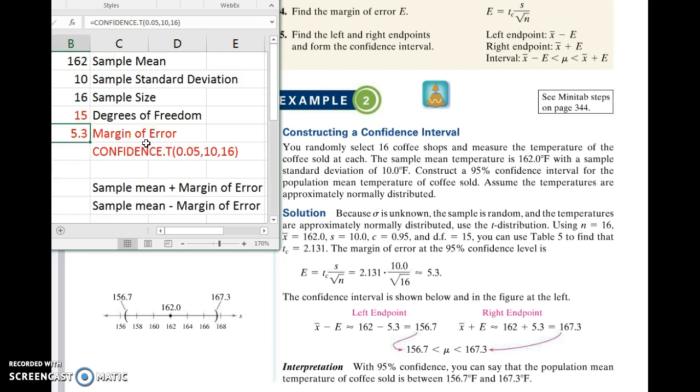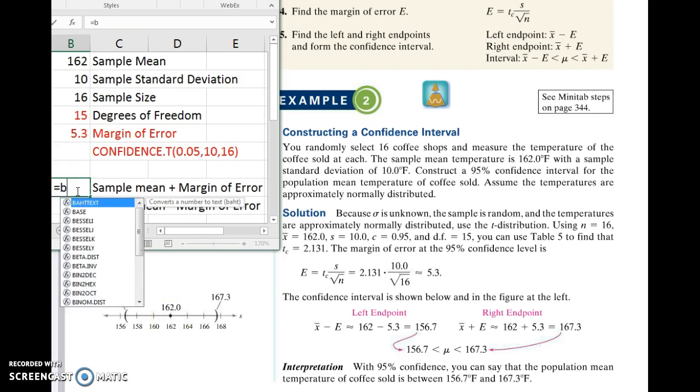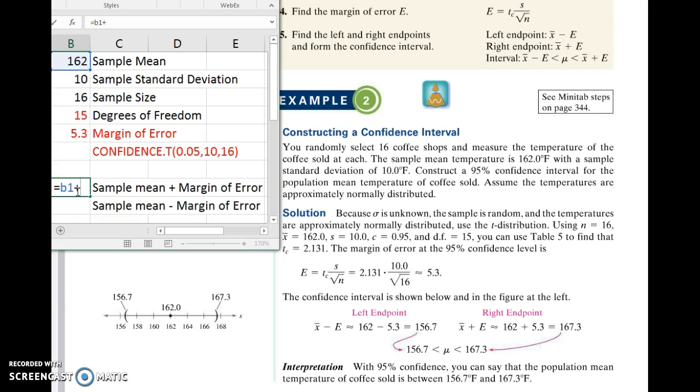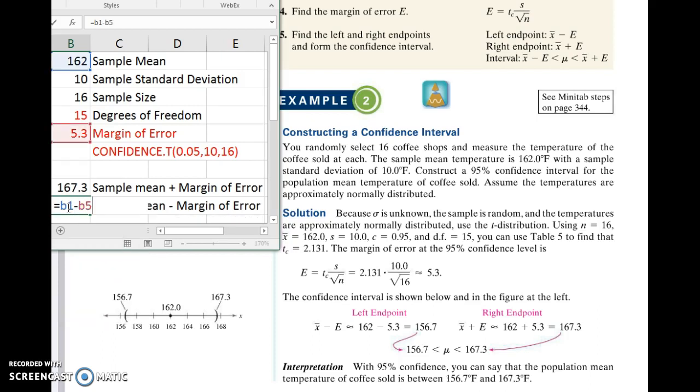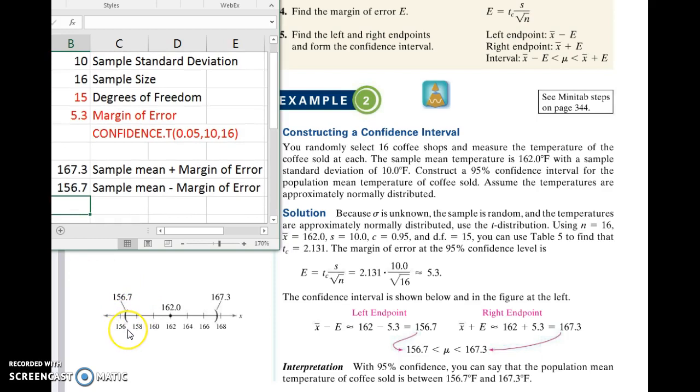And then we're going to construct our confidence interval like we have been. Our sample mean goes in the middle, and then we take that sample mean and add B5, the margin of error. That gives us the upper bound of our confidence interval. And then we take our sample mean and subtract our margin of error to get the lower limit of our confidence interval. So with 95% confidence, you can say that the population mean temperature of coffee sold is between 156.7 and 167.3.